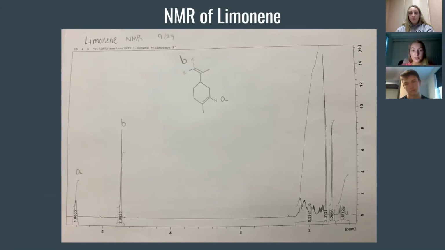There are obviously more than 2, but the only 2 that we focused on were peak A, which indicates that there's only 1 hydrogen off of that double bond rather than 2, which would mean that it was a saturated alkane. And the same goes for peak B, which shows 2 hydrogens off of the double bond, which typically would be 3 if it was saturated and didn't have a double bond there.